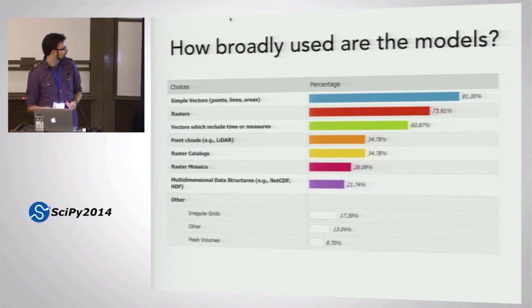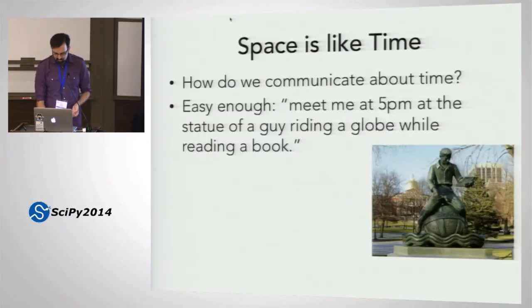Point clouds are gaining popularity. And then some of the other things that we're really interested in, multidimensional data structures. This is partly a bias problem. The people I sampled for this are ocean science people, and they're not all using NetCDF all day, every day. But still, I think this is a good representation of the GIS worldview of what data structures they tend to use. I also wanted to throw in a quick tangent: I think dealing with space is a lot like dealing with time. It's very simple to start out communicating about time, right?